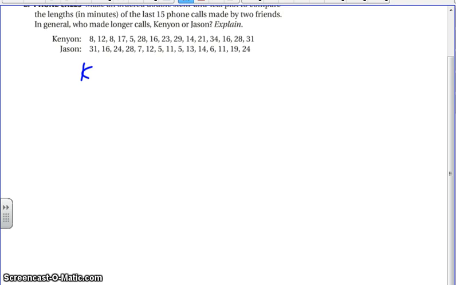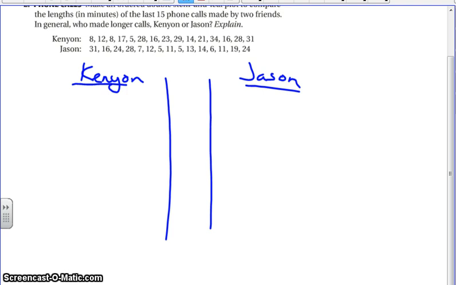Okay, so to make the double, you're going to have Kenyon on the left and Jason on the right of a big old trunk that shows our stems. Okay? Once again, we want to know kind of what is the range. So the smallest number of minutes, does anyone see it? 5. And the largest number? 31. Or here's a 34, right? So we go anywhere from 5 minutes to 34.